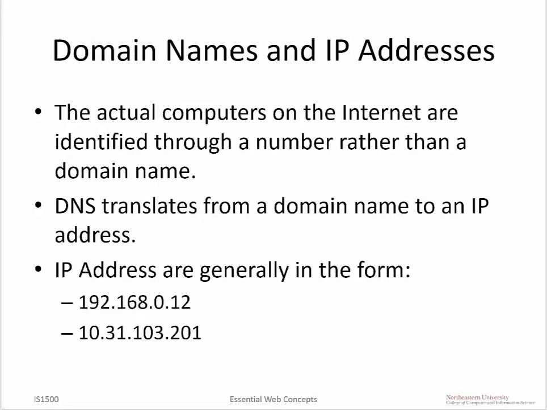Now, so far we've only talked about domain names, but it turns out, like with pretty much everything else in the world of computing, things are not really being addressed and tracked with names, but rather with numbers. The actual computers on the internet are identified through a number rather than a domain name, and that number is called an IP, or Internet Protocol Address. Generally it has the form right now of 4 numbers, and the numbers are always between 0 and 255 because they correspond to 8 bits.